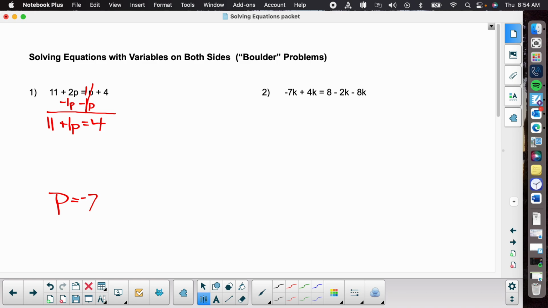You have to get the variable by itself. So you have to subtract the 11. Okay, good. And then the 11 cancels out, so it'd be 1p equals -7. Good. And then I don't know if you would divide by 1 or not, but yeah, it still works.